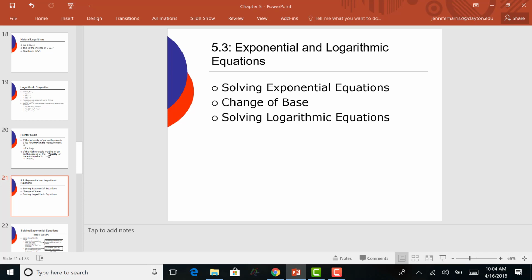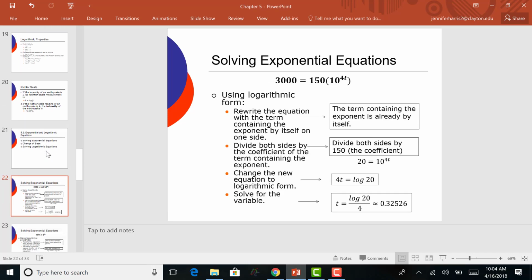So let's look at the first example of how to solve an equation and get x by itself. We're going to walk through it, even though you already see it's been walked through on the screen. There may be a step or two that's missing that I'm going to add to it. So you have an equation that says 3,000 is equal to 150 times 10 to the 4t power. I have a question. Is that an exponential function?